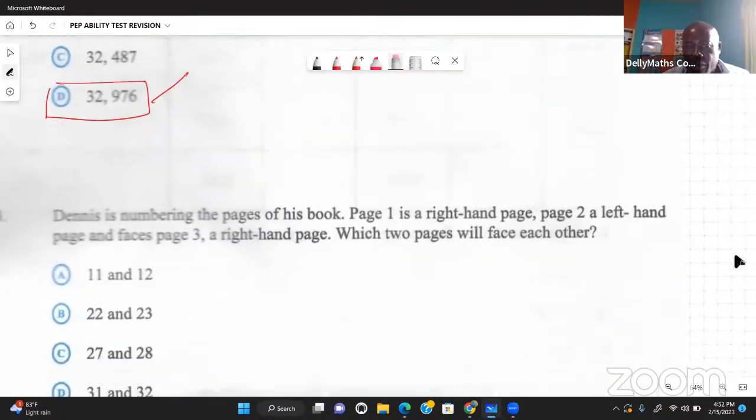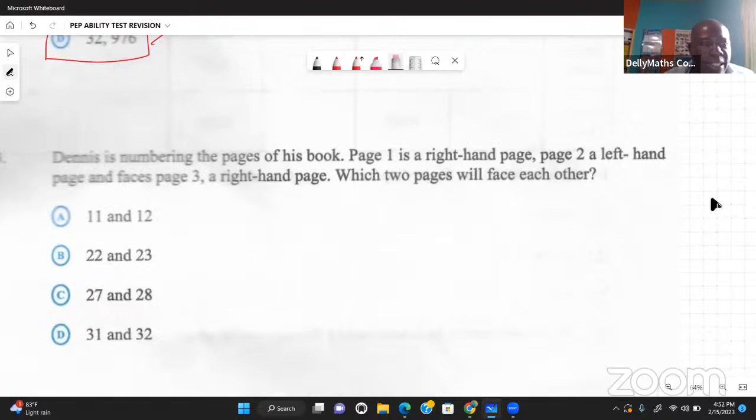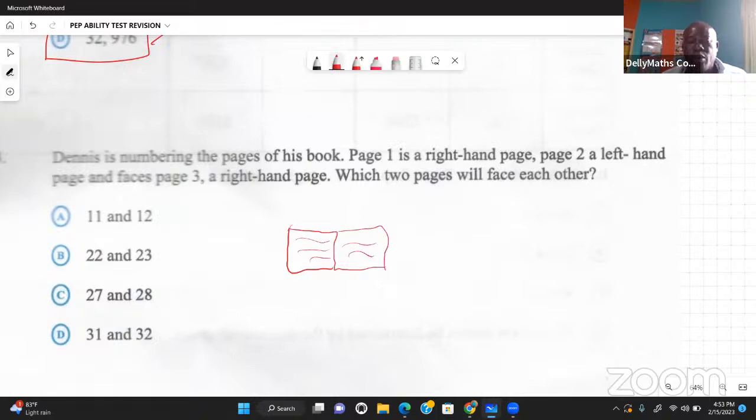Let's go to 33. It's a little bit blurry there, so I'm going to read. Dennis is numbering the pages of his book. Page 1 is on the right-hand side, and then it is said that page 2 is on the left. So I'm going to start with my page 2. This is my book, these are my pages. We're talking about right and left. They said page 2 is on the left, so I'm going to put page 2 here.